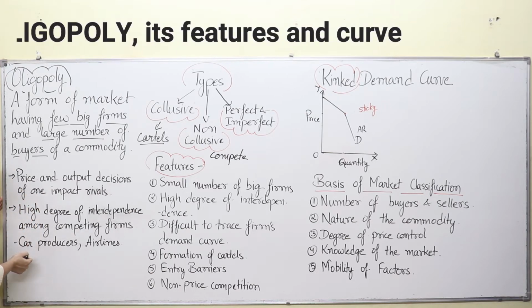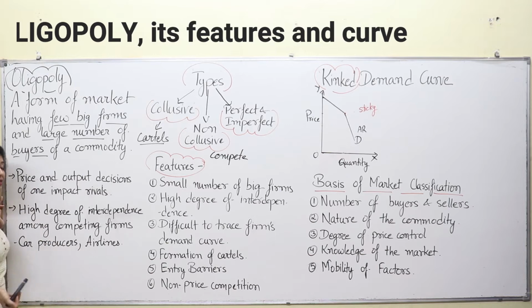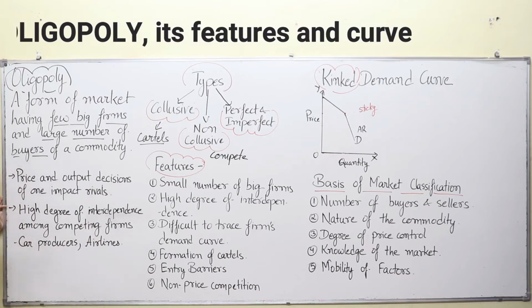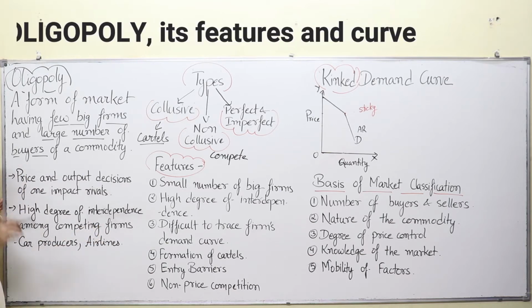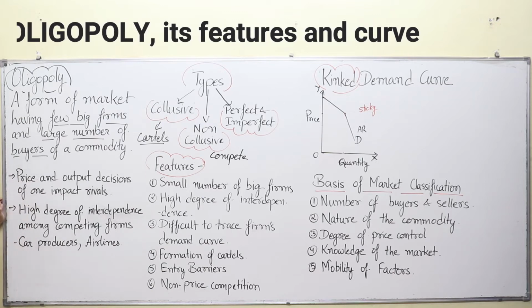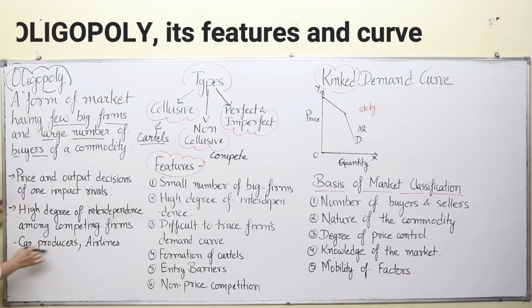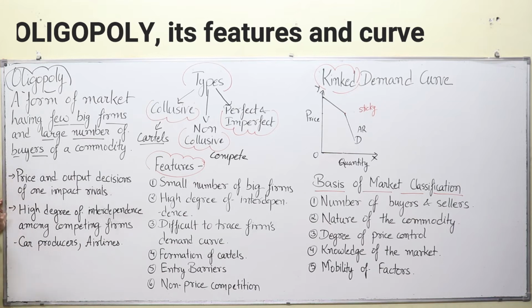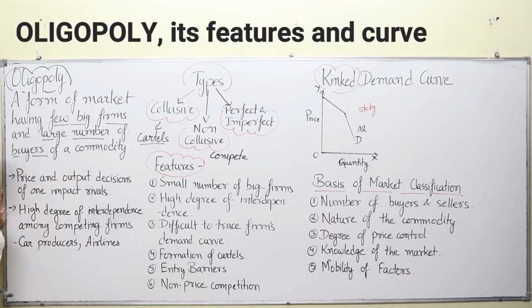Take for example the car producers, the automobile industry, and then the airlines. There are very few sellers. Why are there few sellers? Have you ever thought? Because a huge amount of investment is required to establish these types of industries, and that's why there are very few sellers. Now, there is a very large number of buyers. That's nothing new. We all like to consume all these services, so consumers are in large number.